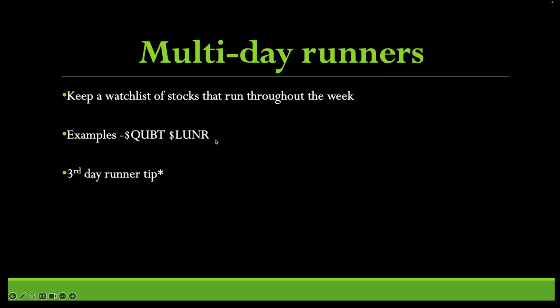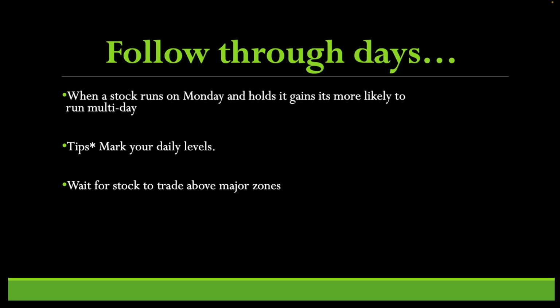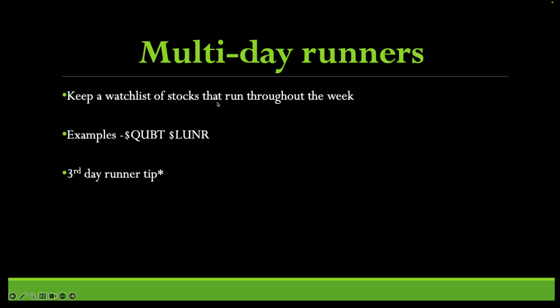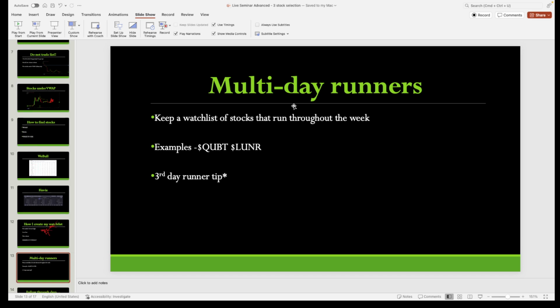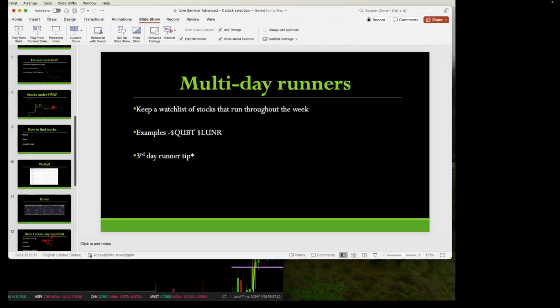Now, multi-day runners. What are examples of multi-day runners? Guys, if a play runs on Monday, keep it on your watch list. Have an extra watch list, just add it, and see how it works on Wednesday. This is a third day runner tip, it's known. What you get is something called follow-through days. I'm going to show you examples of QUBT and Luna.